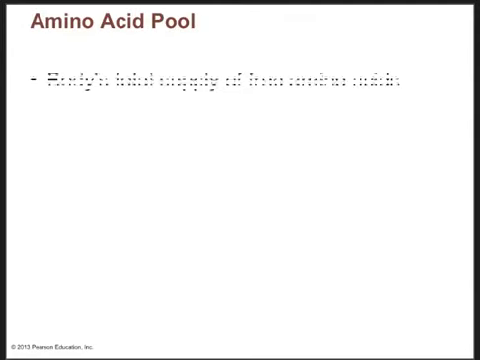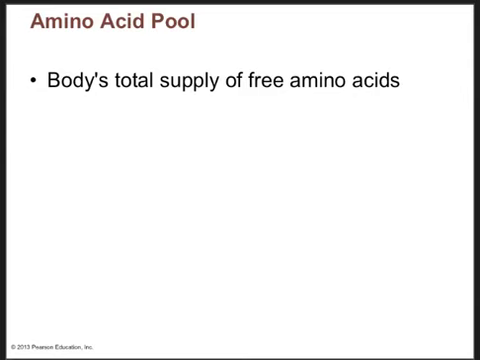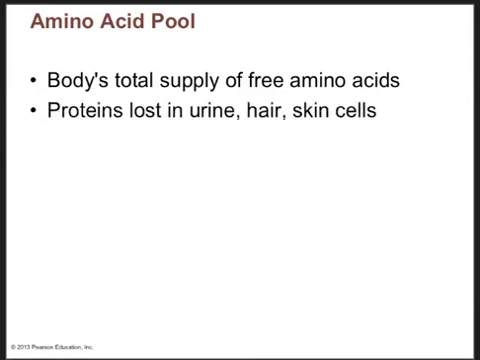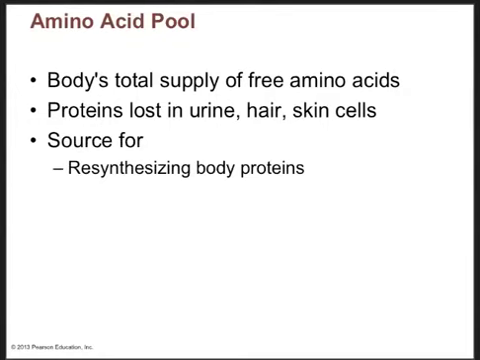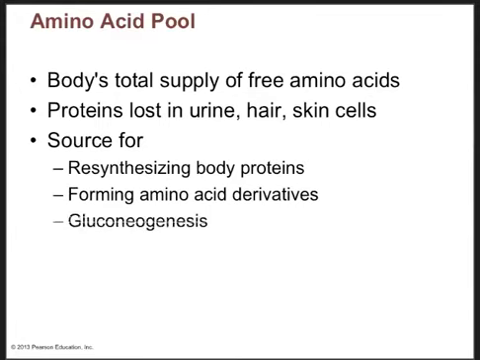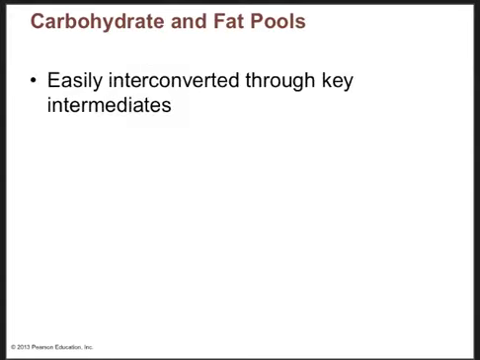The body's total supply of free amino acids is called the amino acid pool. That's the definition. Proteins are often lost in the urine. They're lost by the hair and by shedding of skin and nails. They are a source for resynthesizing body proteins, for forming amino acid derivatives, and also for gluconeogenesis, the generation of new glucose from non-carbohydrate precursors. They're easily interconverted through key intermediates.